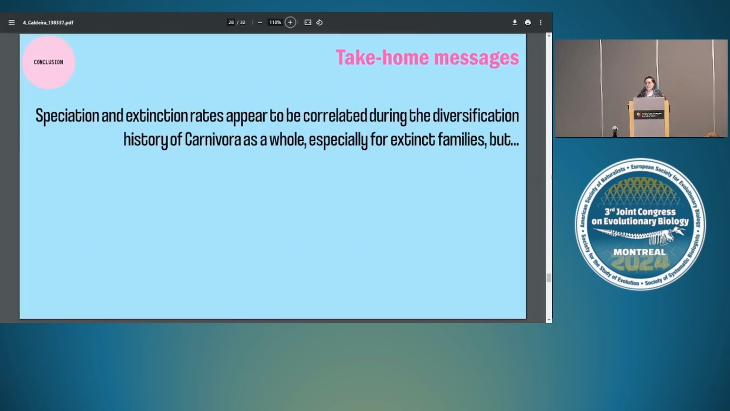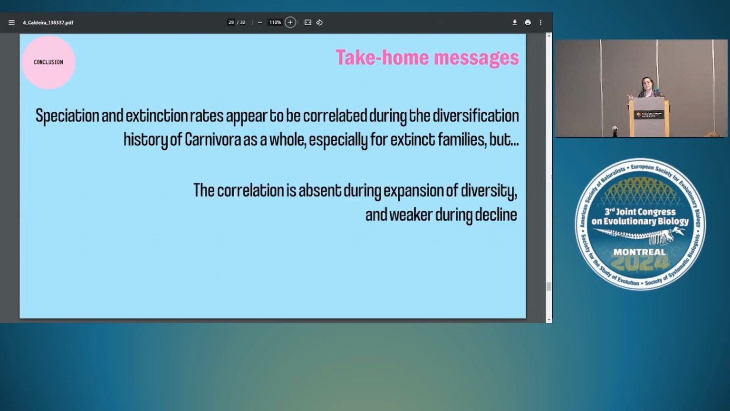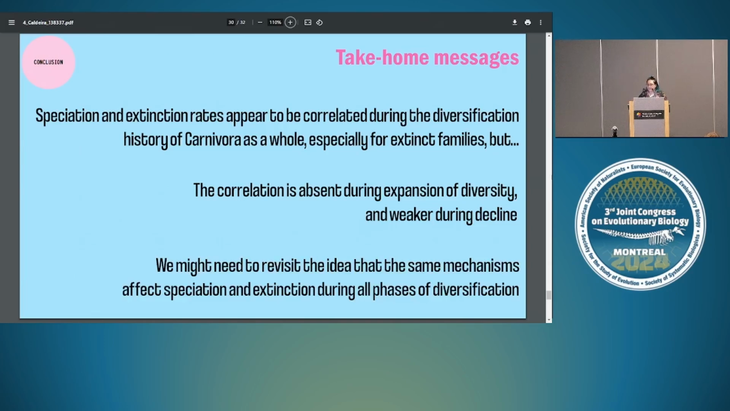So the take-home message I want you to take home is that the speciation and extinction rates appear to be correlated during the diversification history of Carnivora. However, this correlation is absent during the expansion of diversity and is weaker during the decline, both for status analysis and for locality analysis, which means that we might need to revisit the idea that the same mechanisms affect speciation and extinction during the entire diversification dynamics of carnivorous mammals.